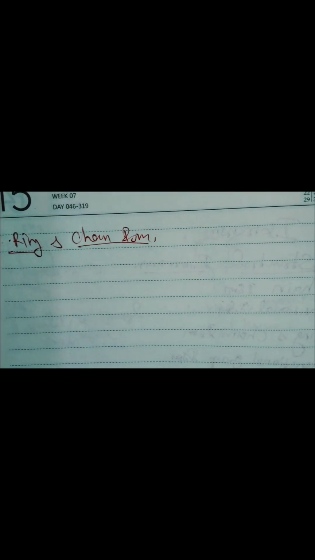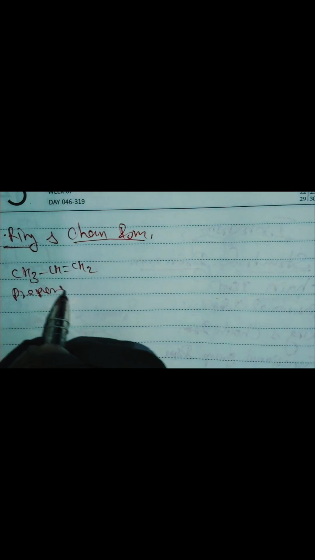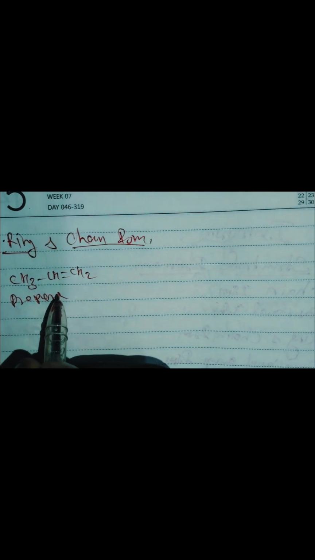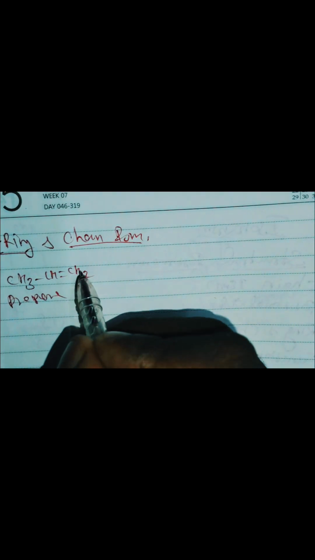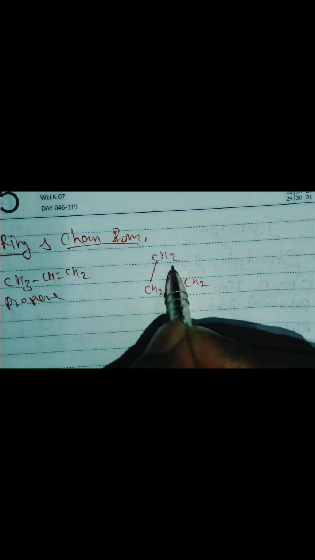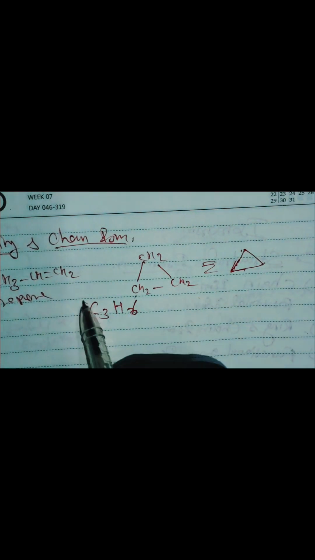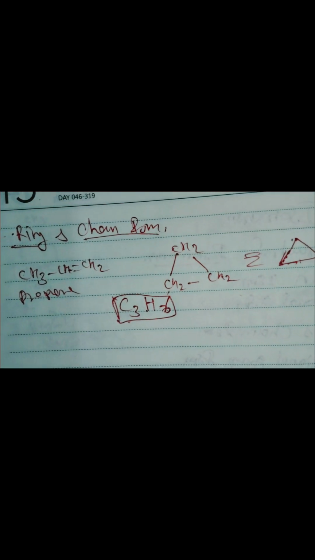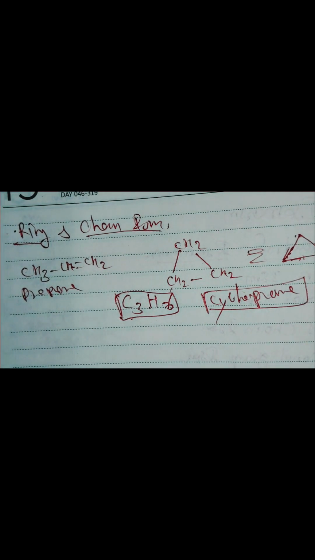Next, ring and chain isomerism. Here the two compounds are a ring compound and a chain compound. CH3CH=CH2 is propene; we do not give the double bond number because one is understood. This is the chain isomer. Its ring isomer is CH2-CH2-CH2, which is cyclopropane. Both have the molecular formula C3H6: three carbons and six hydrogens. So the same molecular formula gives two different isomers, propene and cyclopropane. Similar molecules come under ring and chain isomerism.